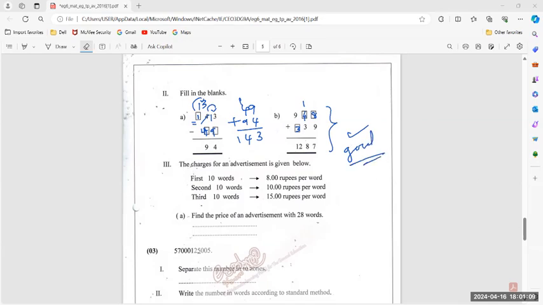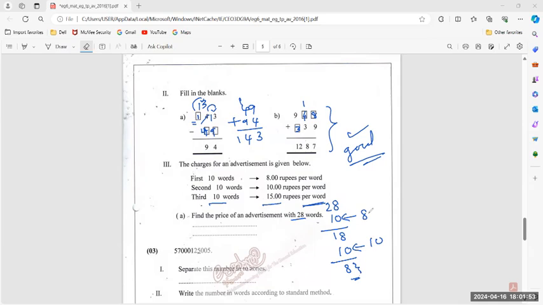Next one is the charges for an advertisement is given below. First 10 words 8, second 10 words 10 rupees, third 10 words 15 rupees per word. Find the price for an advertisement with 28 words. So in this 28 words, first 10 words will be charged 8 rupees. The next 10 words will be charged 10 rupees. Oh, sorry, per word, per word.